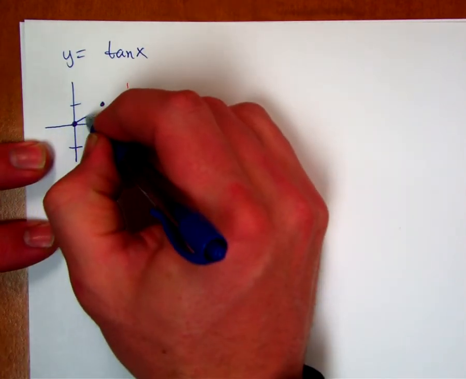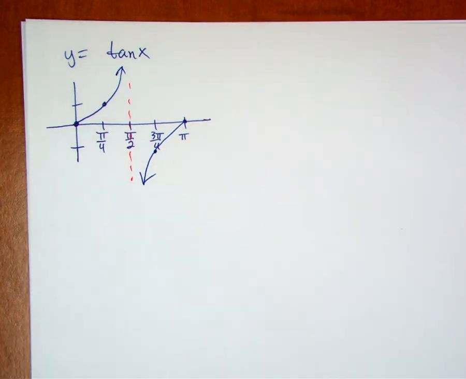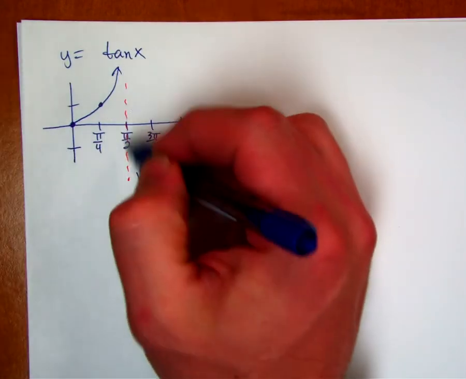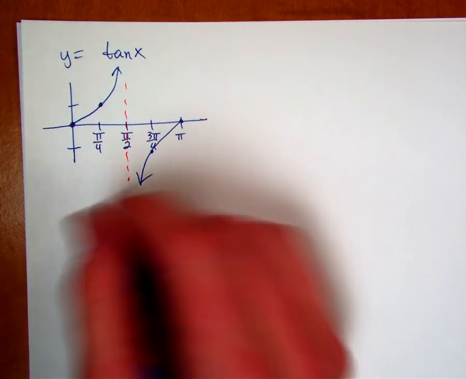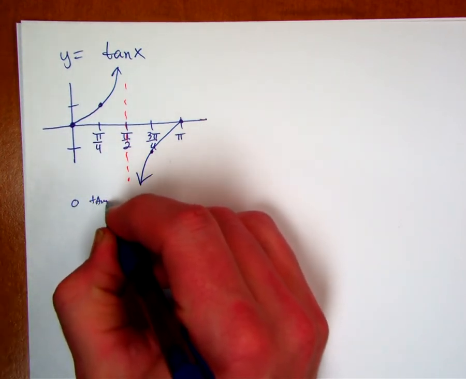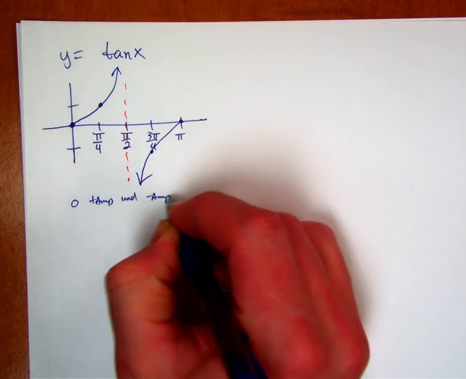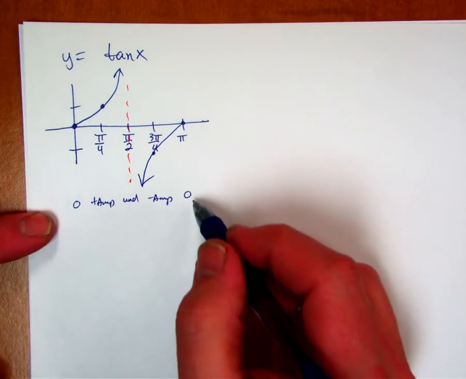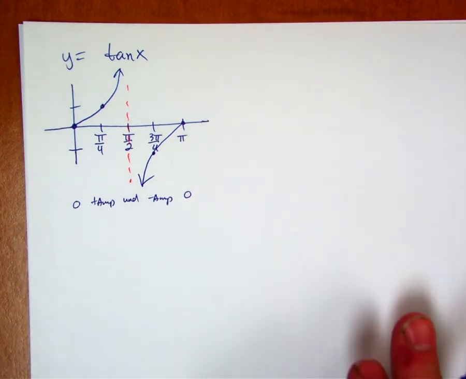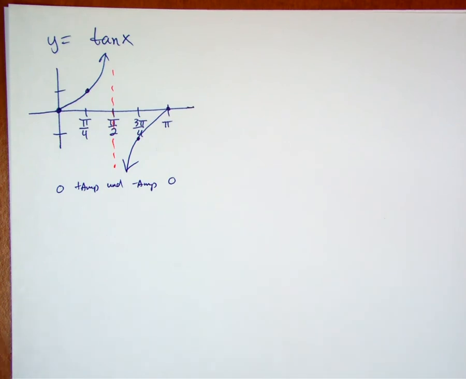So tangent looks like this. Okay? Kind of has that undefined right in the middle. If you were talking about the periodic behavior, I would say like 0, positive amp, undefined, negative amp, 0. You don't have to remember that periodic behavior, but if that's something you want to memorize to help you when you're learning this stuff, that's fine with me. All right, so this is what tangent looks like.